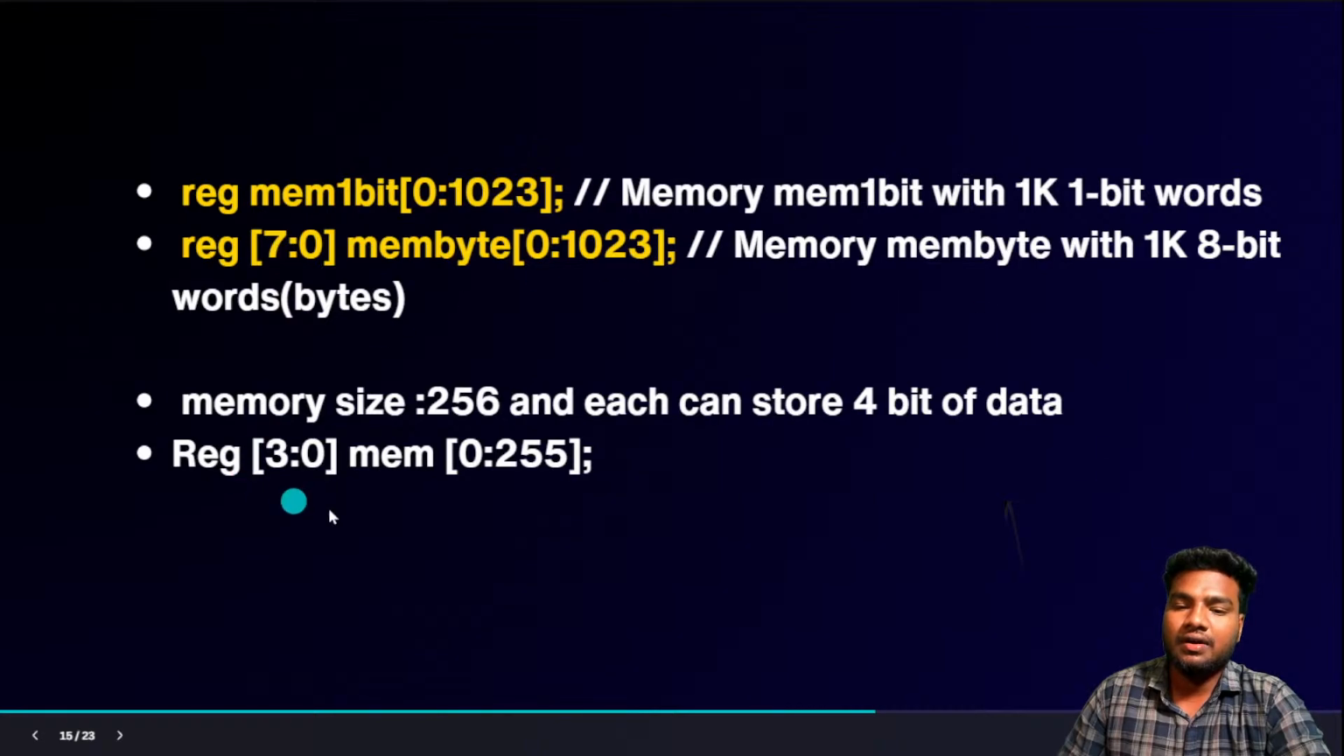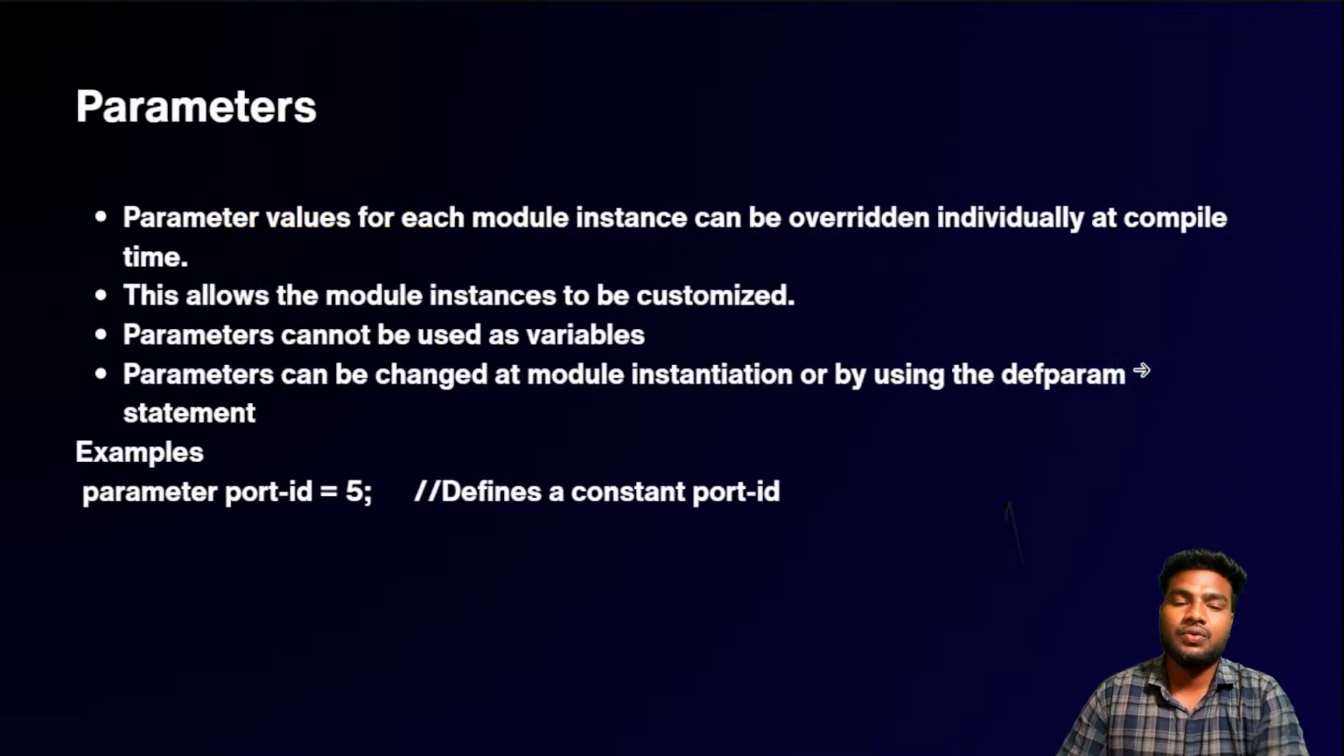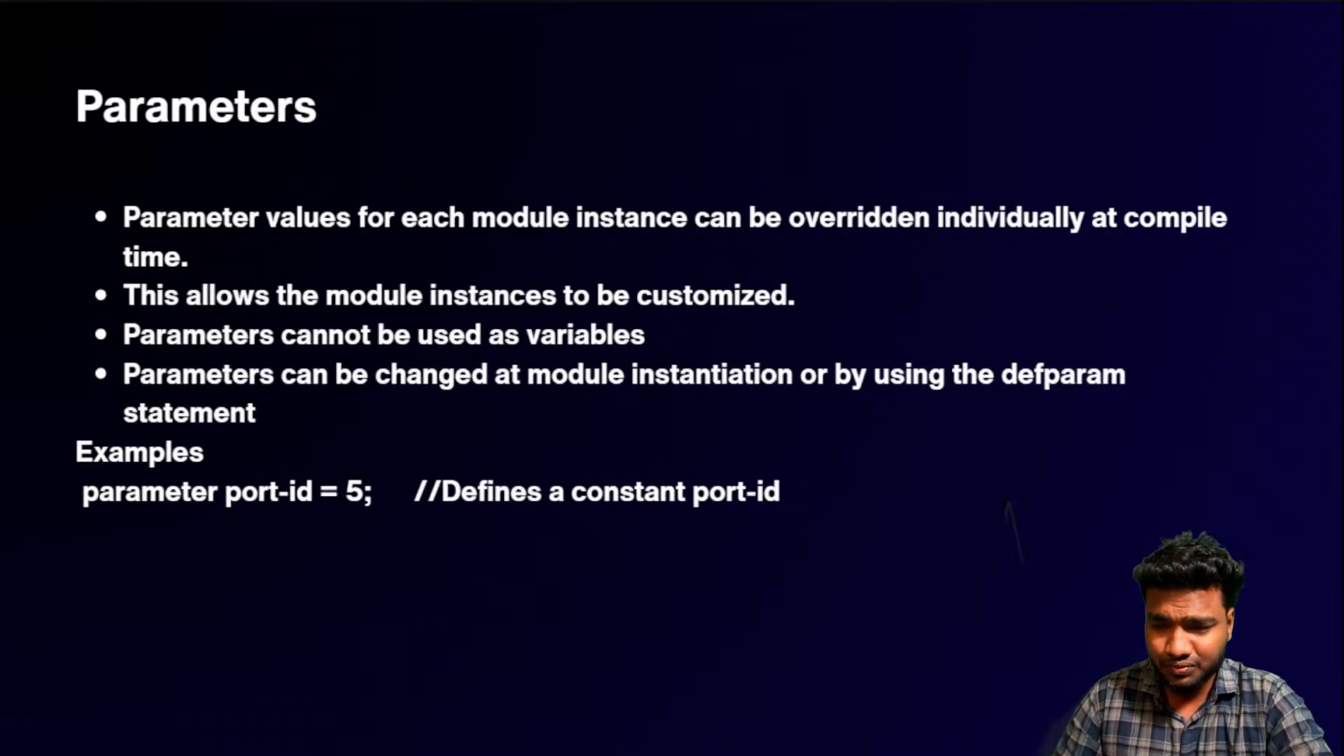So this is the way of creating memory, using an array in Verilog. We'll see that in the upcoming sessions. Then parameter. Parameter is one type of feature in Verilog. The syntax is parameter name and value. Parameter is a keyword, followed by the parameter name, and we can assign a value to that name.